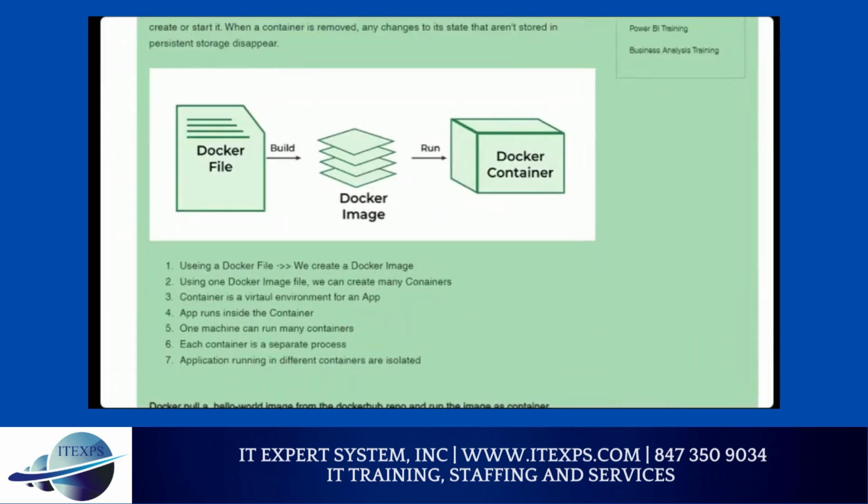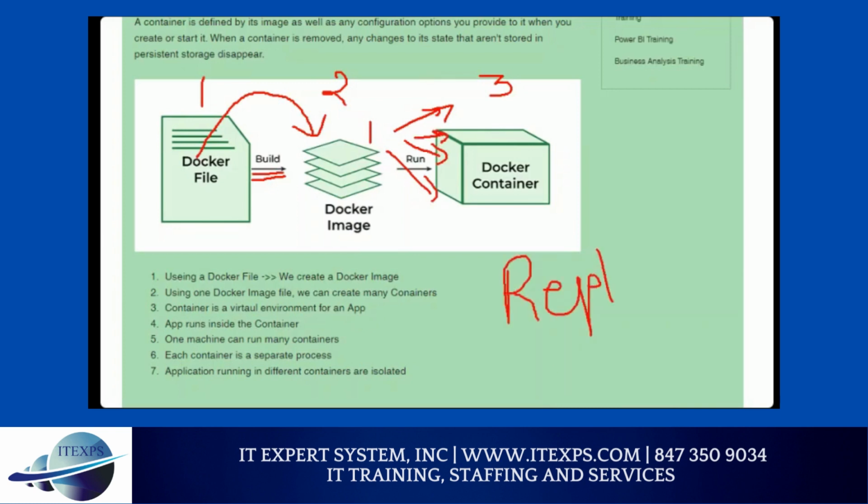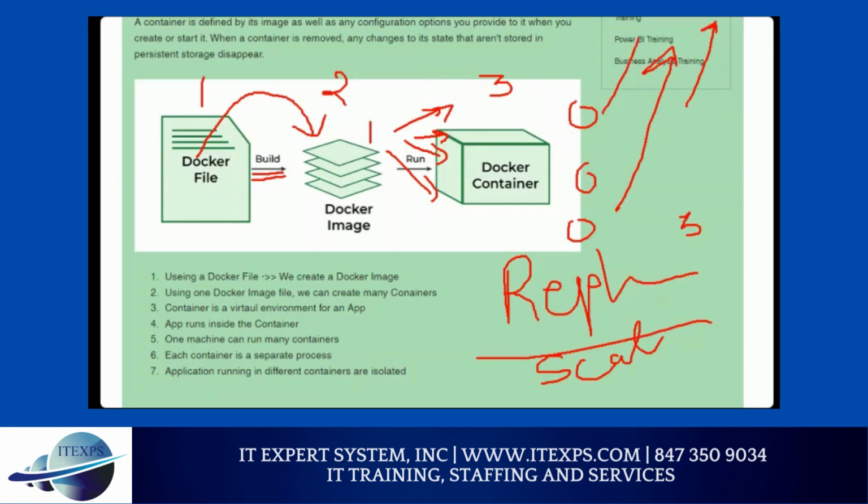Okay. So this is what I was talking about. Docker file goes to build, and build will create the image, and then the image runs and creates a Docker container. So you have three components: Docker file, the recipe, Docker image, and Docker container. From one image, you can have many containers. These are called scale. When you say I want a replica, sometimes we use the word replica, and sometimes we use the word scale. They are kind of interchangeable. If I say replica 3, it means 3 containers from one image file. And scale means how far up you're going. You can go up and up. But here you have to do scale. So these are called scale.